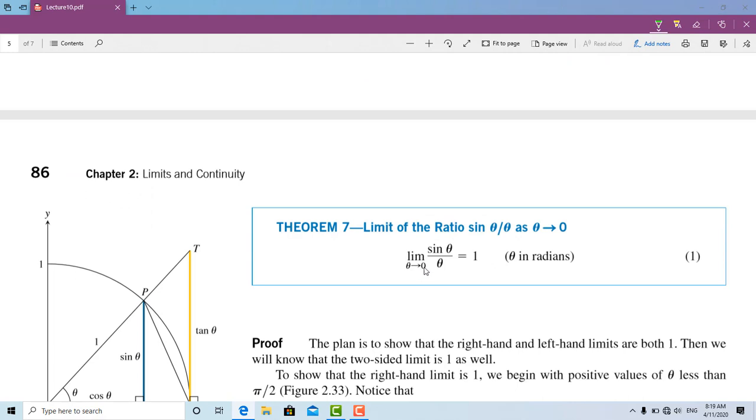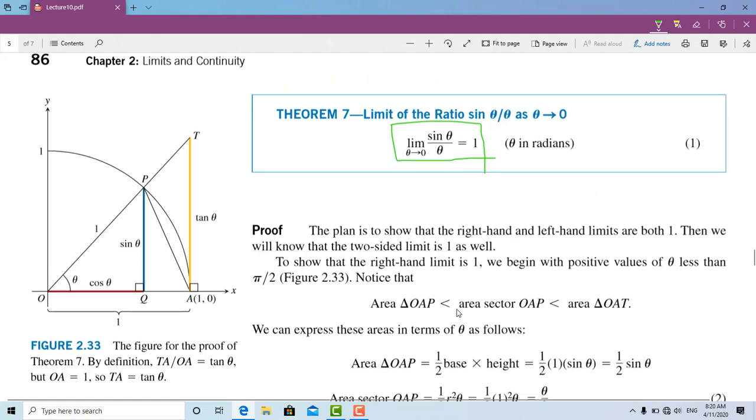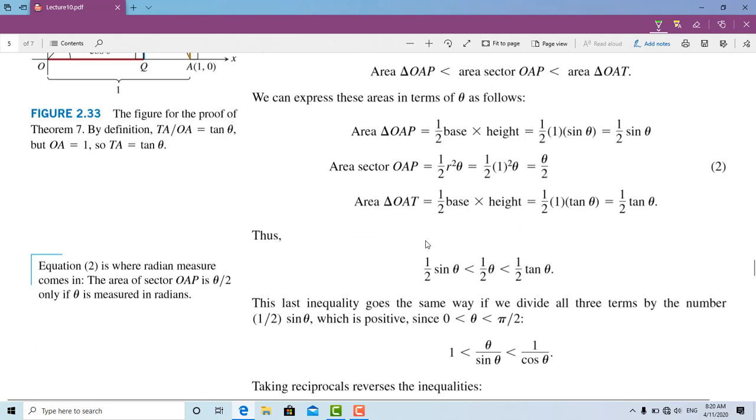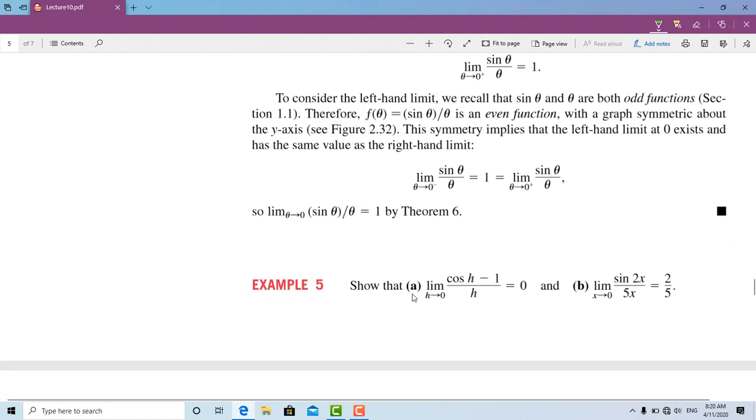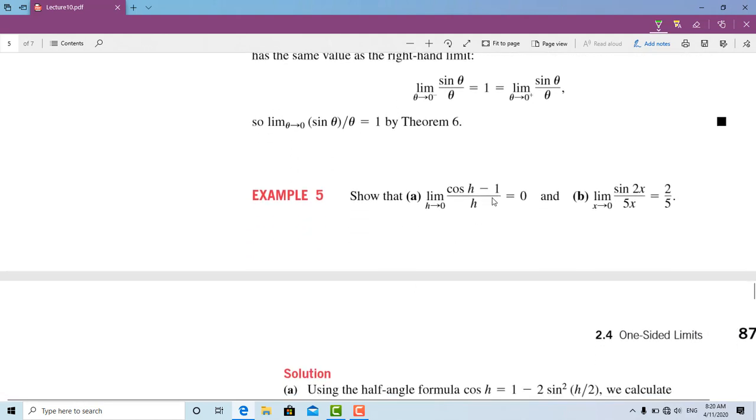The limit as theta tends to 0 of sine theta over theta is 1. We will use this theorem a lot of times. We'll need this one. This is one of the main theorems. For example, here, in order to solve this, limit as h tends to 0 of cosine h minus 1 over h equals 0. How to show this?